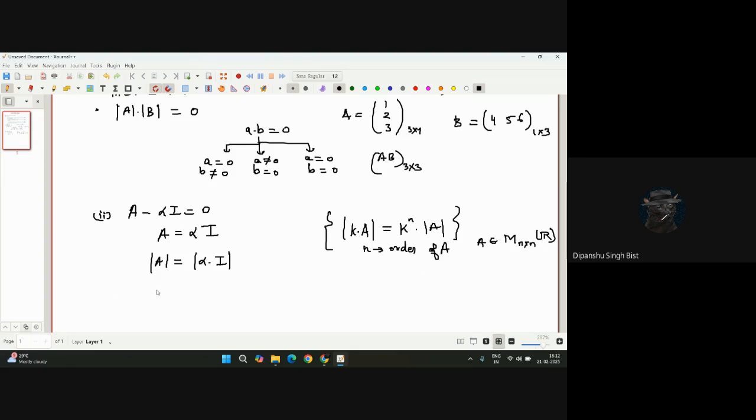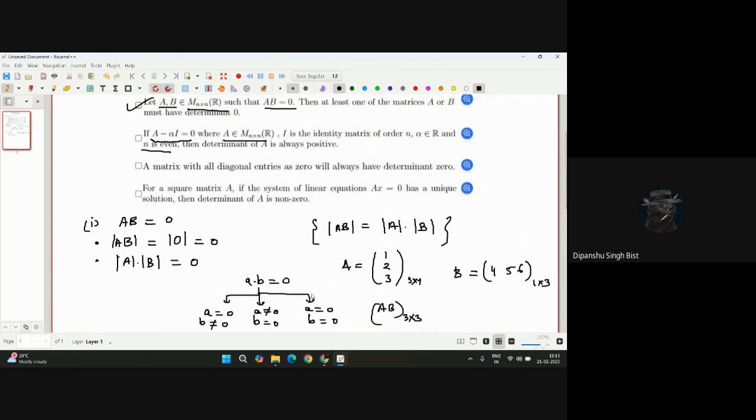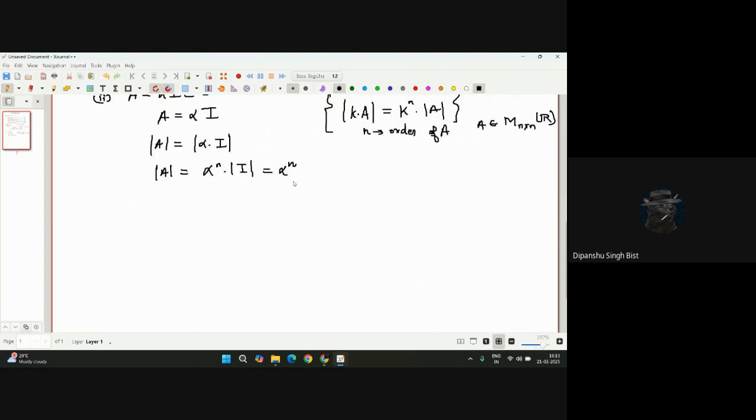So I can write the determinant of A as alpha to the power n times determinant of I. And I know determinant of the identity matrix is 1. So it is alpha to the power n only. It says if n is even, and we know that any constant to the even power is always a positive quantity. So if n is even, then alpha to the power n is going to be always positive, or you can say non-negative.